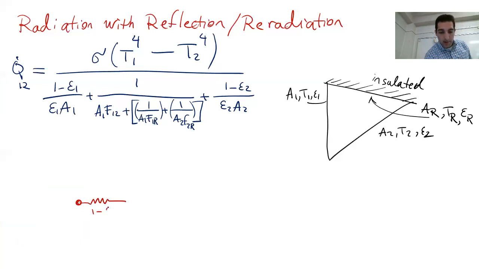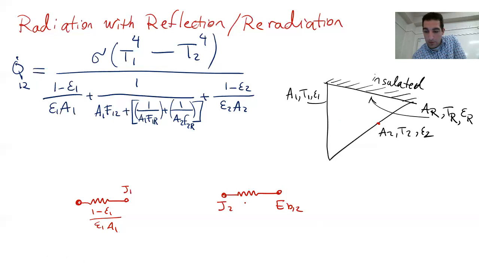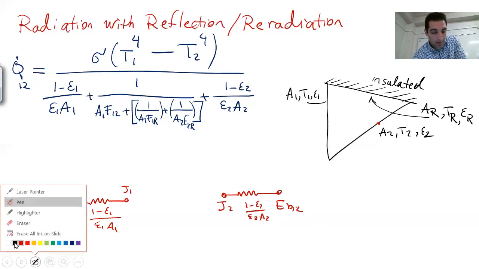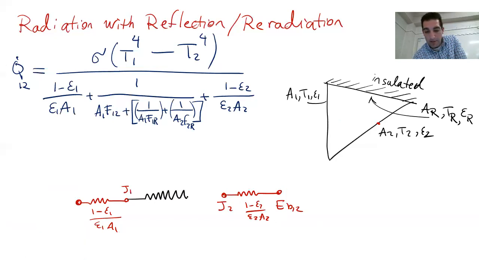So this is (1 minus epsilon 1) divided by (epsilon 1 A1). This is J1. This is the radiosity of surface 2, so this is J2. And then there is a surface resistance, going back to EB2, and that's equal to (1 minus epsilon 2) over (epsilon 2 A2). In between these two, in a different color, I'm going to show another resistance, the view factor resistance, 1 over A1 F12, right?